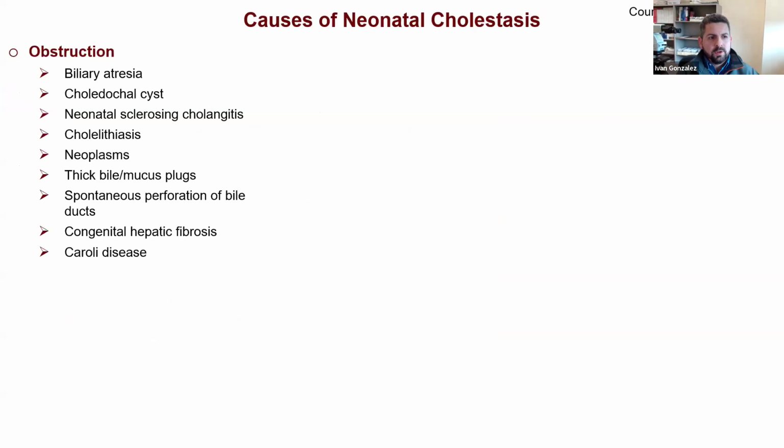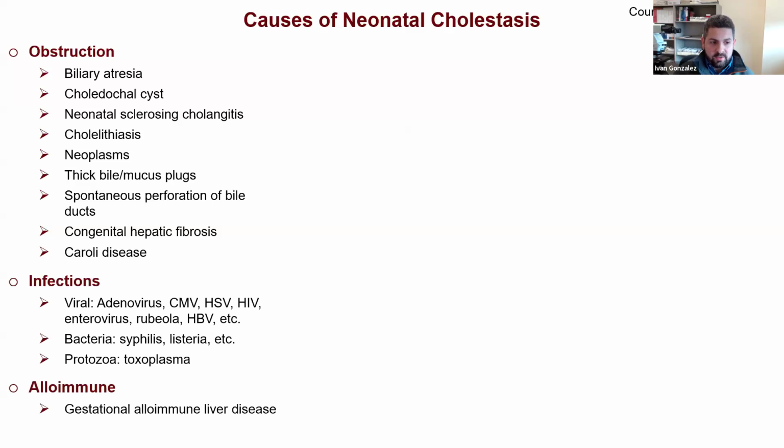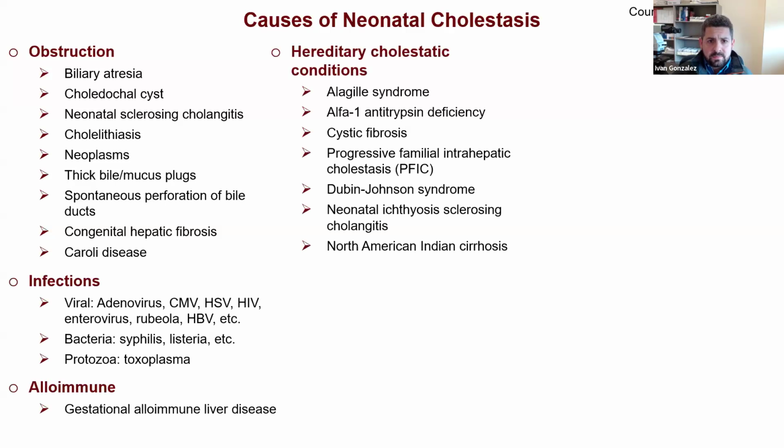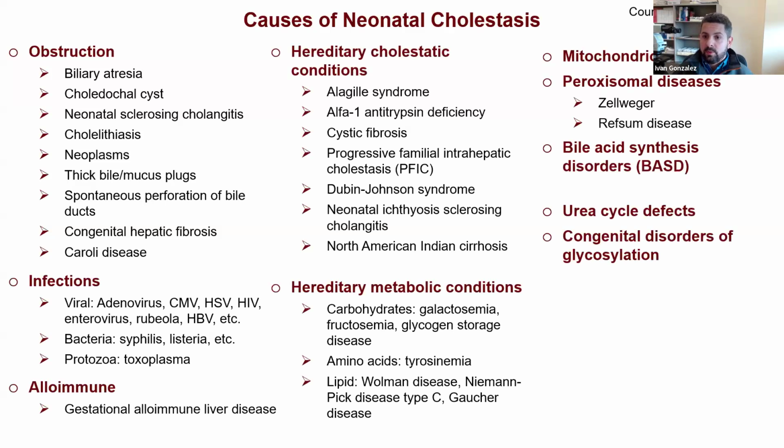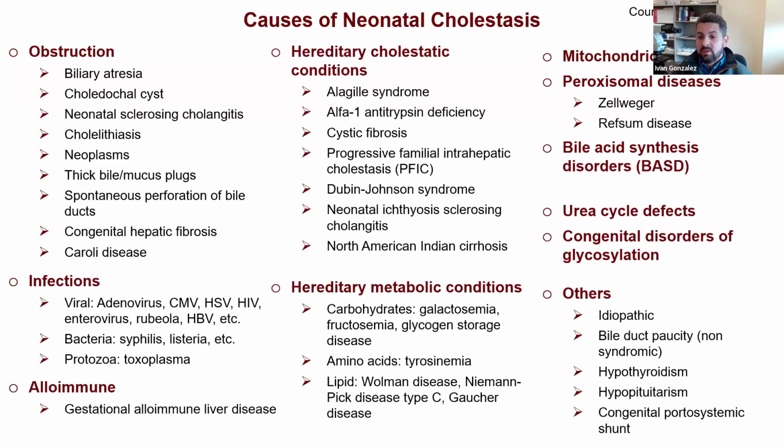First, obstruction. The most important cause of neonatal cholestasis in obstruction is biliary atresia, for which it is really important to make an early diagnosis. Then we have infections: viral, bacterial, protozoal; autoimmune, such as gestational alloimmune liver disease; hereditary cholestatic conditions, such as Alagille syndrome and progressive familial intrahepatic cholestasis, or PFIC by abbreviation; and hereditary metabolic conditions, for instance carbohydrate disorders like fructosemia, and amino acid disorders like tyrosinemia, mitochondriopathies, peroxisomal disease, and bile acid synthesis disorders. Others include idiopathic and bile duct paucity, when it's non-syndromic, with syndromic bile duct paucity being your Alagille syndrome.